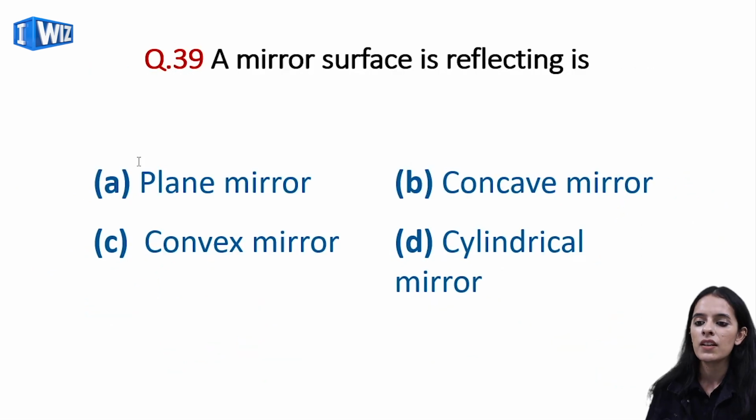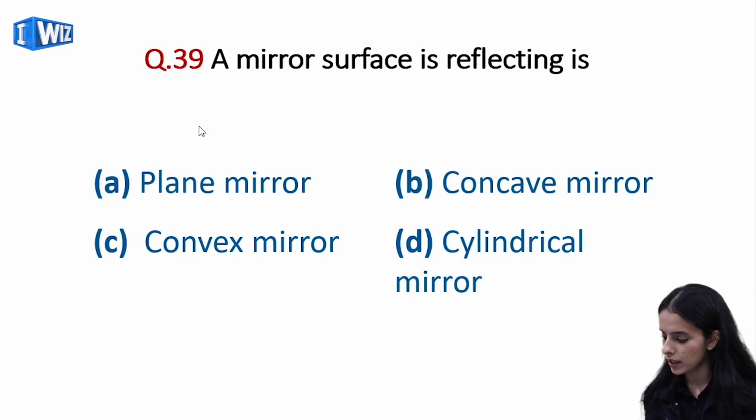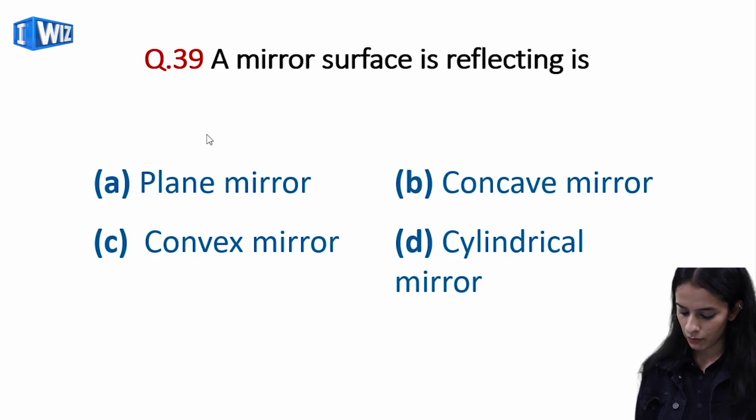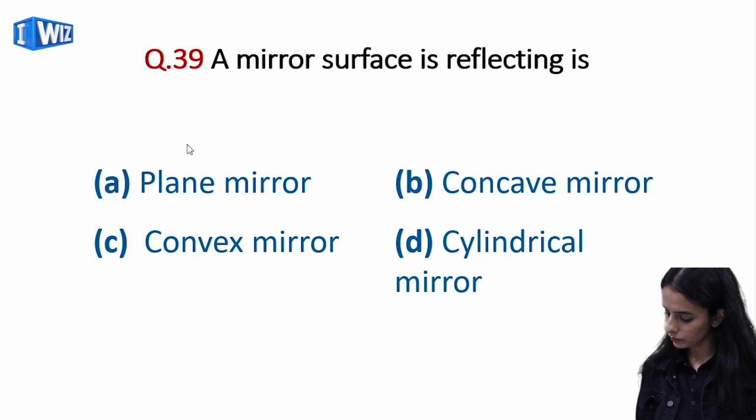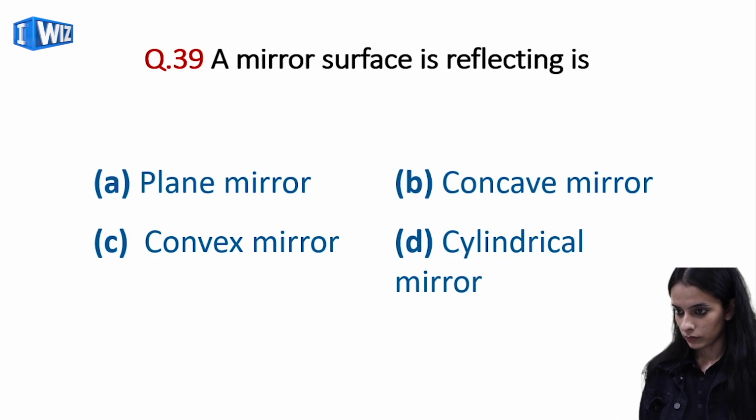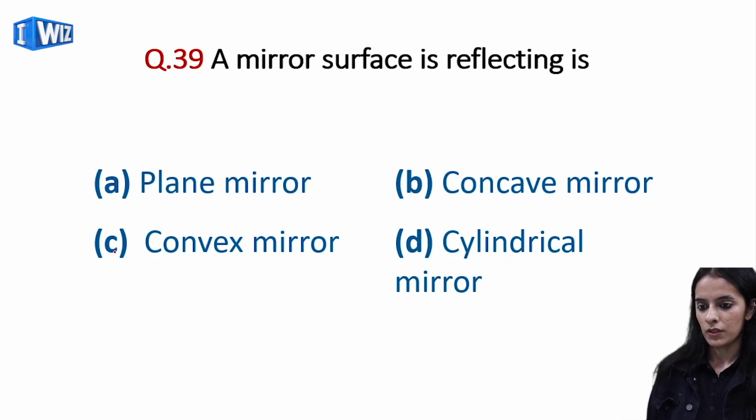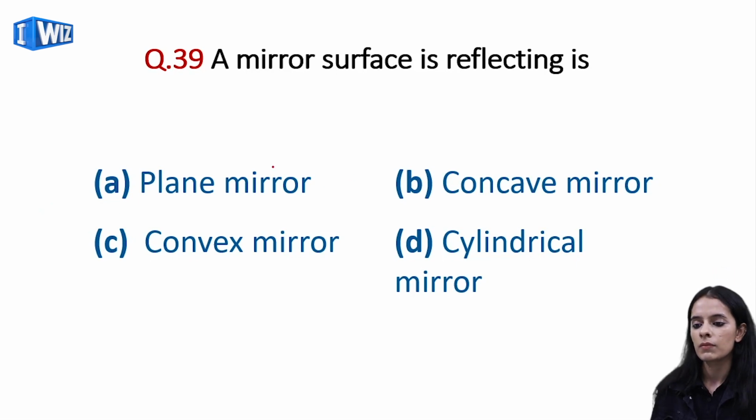Next, which mirror is a reflecting mirror? Cylindrical mirror, no. Plane mirror, concave mirror, convex mirror. You have to choose the right one. Which mirror is a reflecting mirror? This mirror. Plane mirror, concave, convex. Plane mirror will form exactly the same image, concave and convex. So convex mirror is a reflecting mirror.